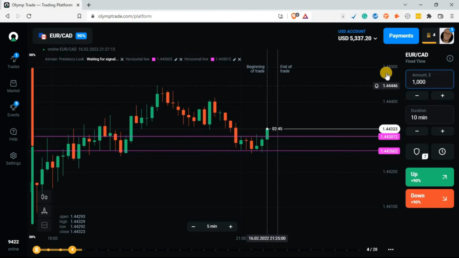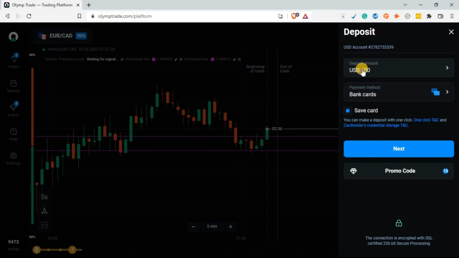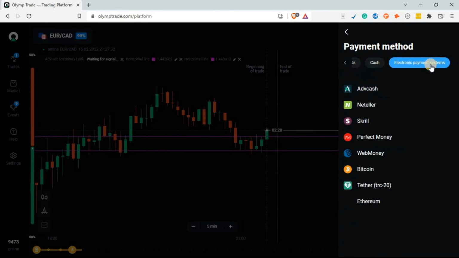To deposit, just click on payments, click on deposit, and choose the amount here. Choose the payment method. There are very many payment methods: bank cards, electronic payments, cash systems. You can use Bitcoin to deposit.